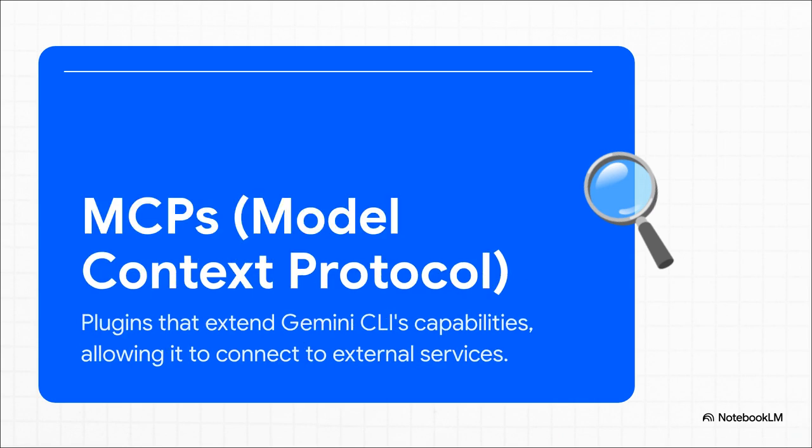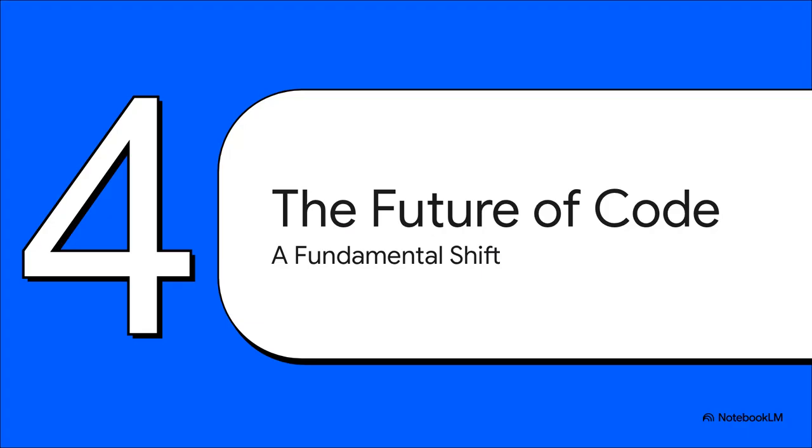And finally, let's talk about MCPs, or Model Context Protocol. The easiest way to think about these is like plugins or tools that extend what the agent can do. They let Gemini CLI connect to external services, like, say, interacting directly with a GitHub repository, all from right inside your terminal. So we've seen what this thing can do and how to use it effectively.